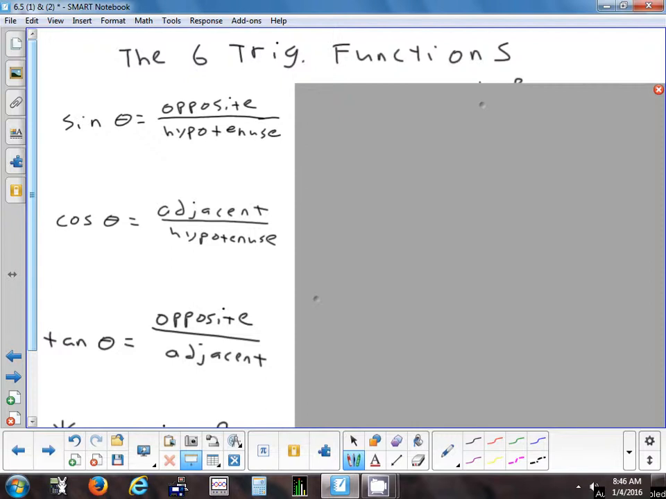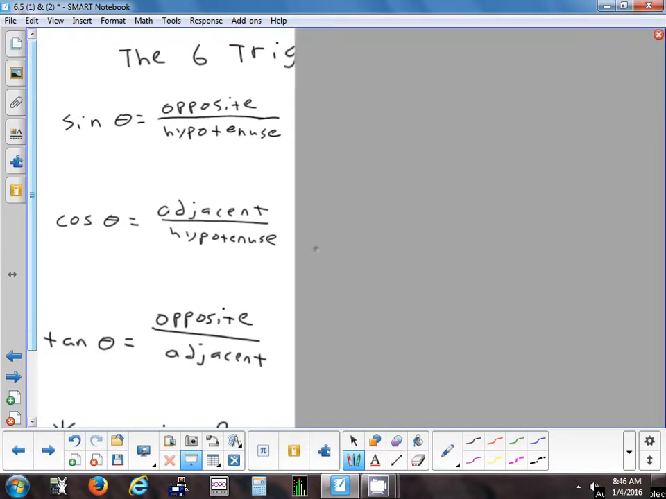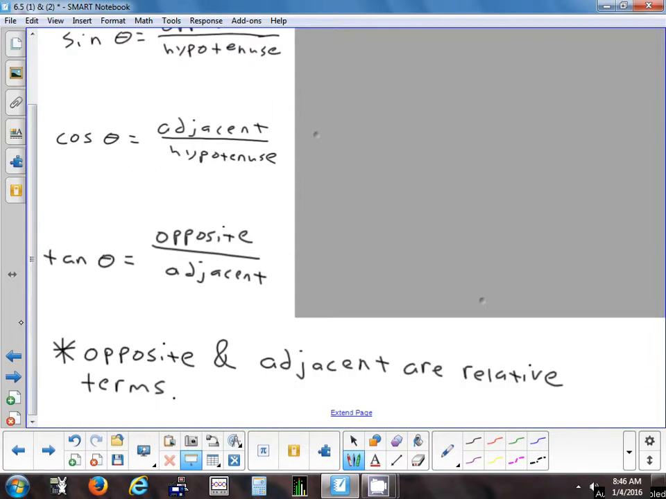But opposite and adjacent are what we call relative terms. I'll show you what I mean by that. They're kind of like left and right. Which side is left and which side is right depends on which way I'm facing. If I'm facing you guys, left is the door, right is the windows. But if you're facing me, that's switched.